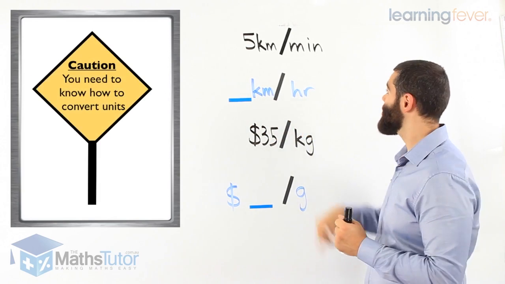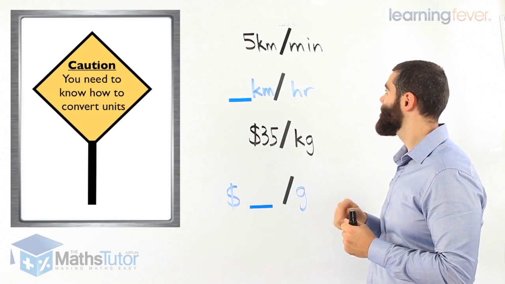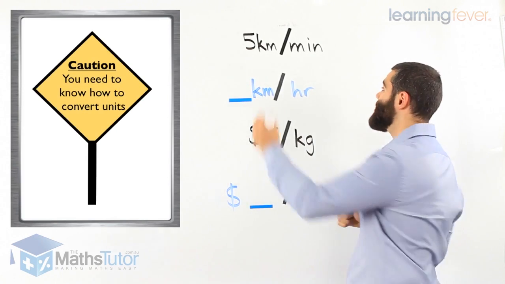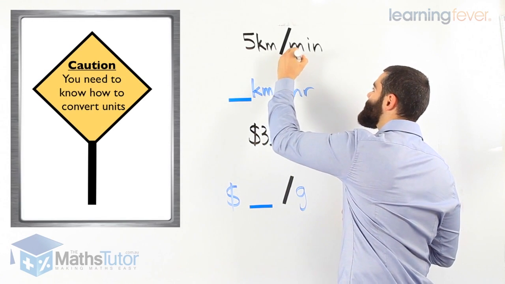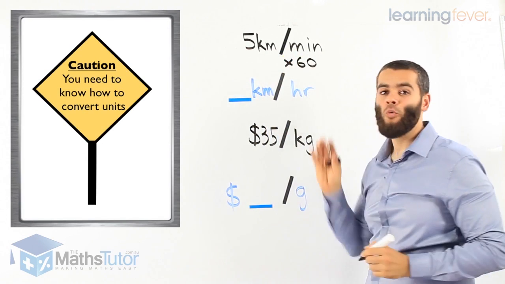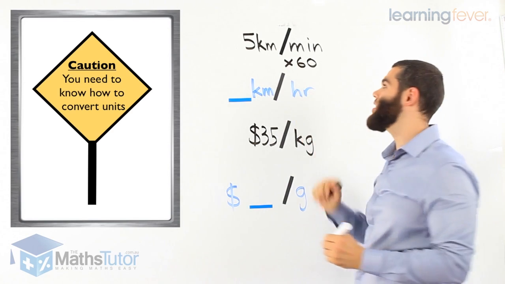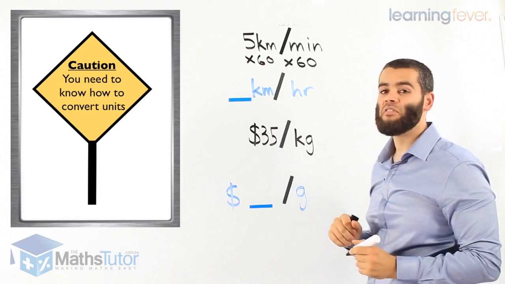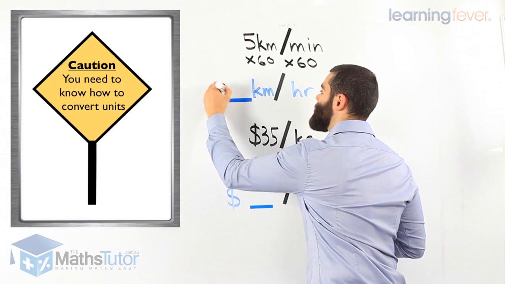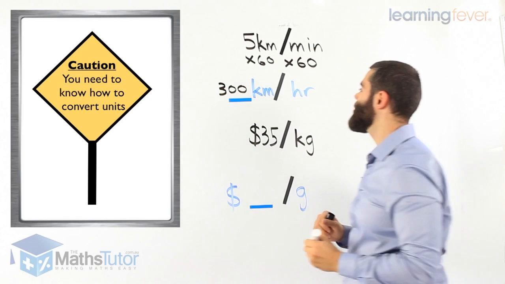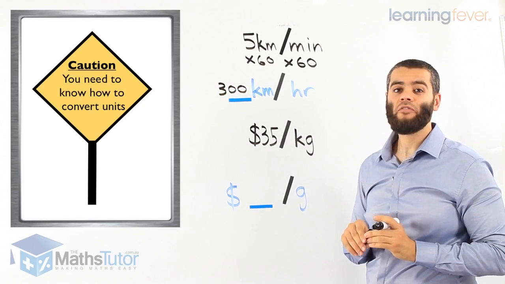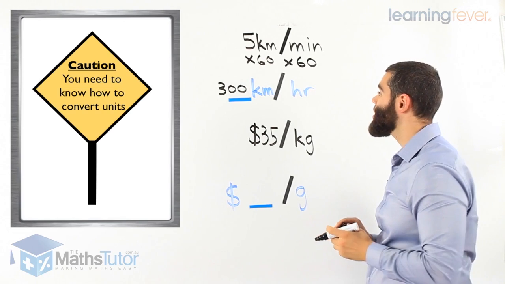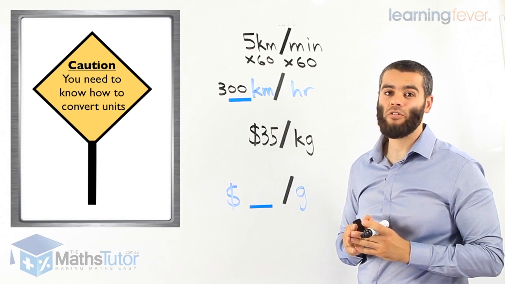We notice we're going from minutes to hours. How many minutes are there in an hour? There are 60 minutes. So we multiply by 60. What we do to one side, we do to the other side. 5 times 60, 300 kilometers an hour. 5 kilometers a minute. If you're traveling 5 kilometers every minute, that means in an hour you're going to travel 300 kilometers.